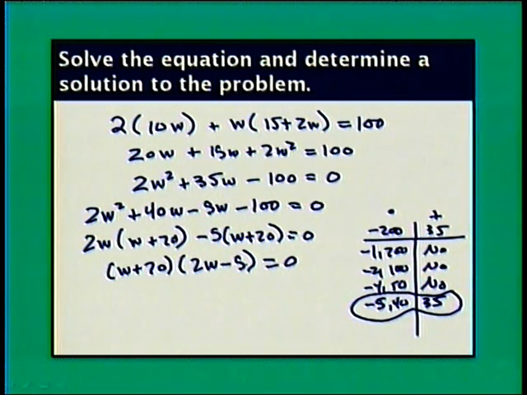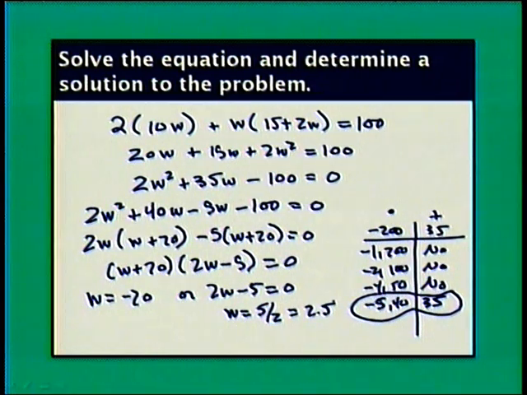I get two solutions. Either W plus 20 equals 0, so W equals -20, or 2W minus 5 equals 0. Well, solving that equation for W gives me W equals 5/2. And I'm going to write that as 2.5 because I'm thinking about the width of my walkway. W equals -20 doesn't make sense in the context of this problem. So I'm going to check W equals 2.5 meters.